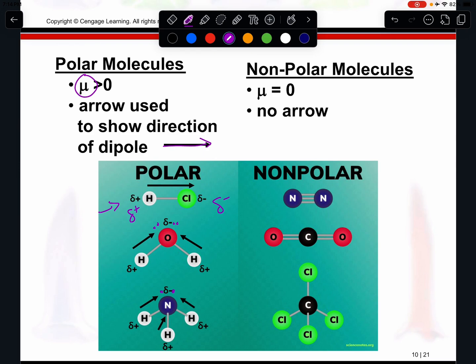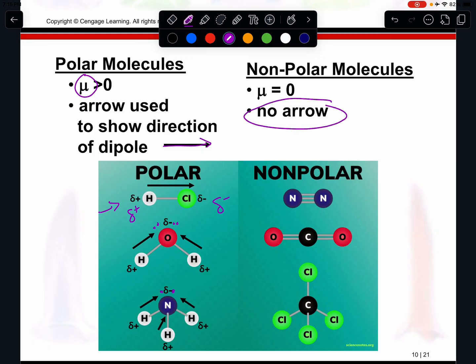Sometimes by looking at these pictures, they don't show you the full picture, basically. They're not showing you any lone pairs on the center atoms, and that can create a very big dipole if there is a lone pair. So step one, when trying to figure out polarity of a molecule, draw the Lewis structure.